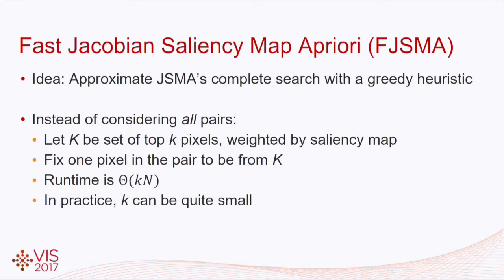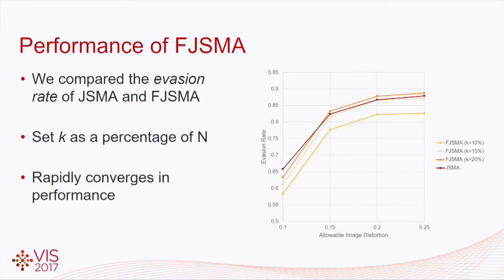We actually tested this by looking at the performance of our fast Jacobian saliency map approach, where we looked at the evasion rate. The evasion rate is a measure of how successful the attack was, because we're limiting how different we can make the images, right? If we allow so much distortion in the image, we want to see so many images actually be successfully turned into adversarial samples.